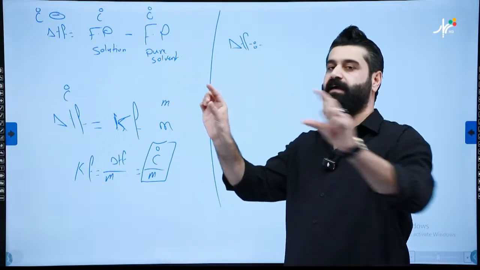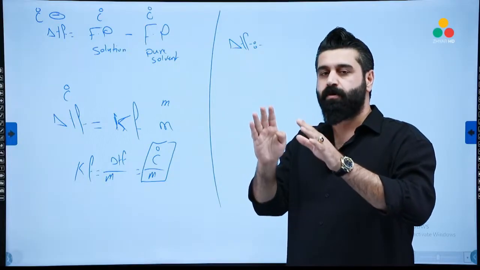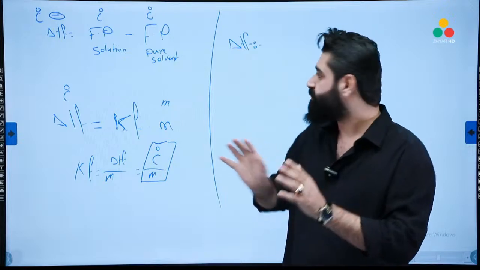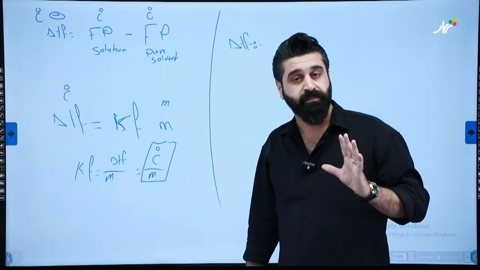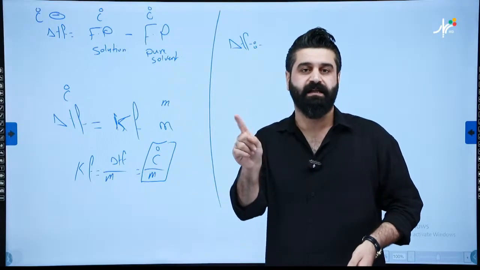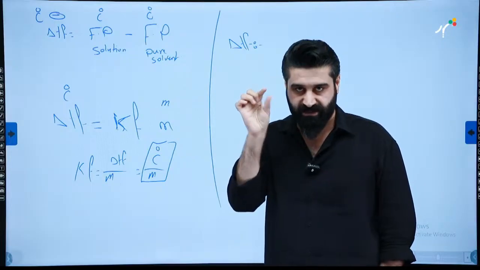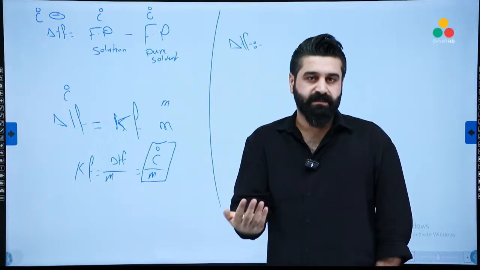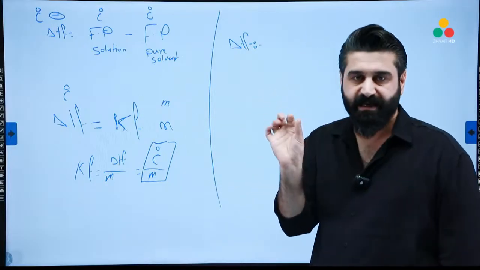Once you see something like this in any question, a solution that freezes at 0.2 Celsius below the normal freezing point, the number must be delta TF, and it must always be negative. Even if it's given as a positive value, you should write a negative in front of the value of delta TF. It must always be negative, because depression means decreasing. Any decrease in anything, the change sign will be negative.